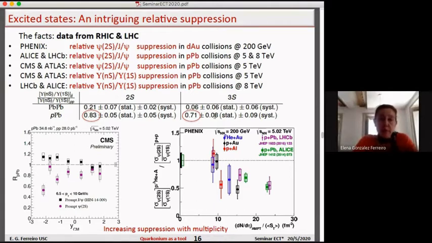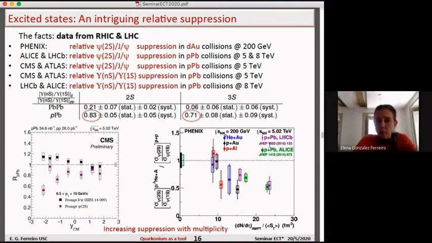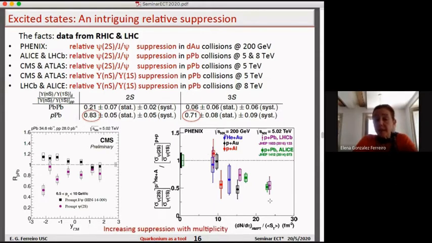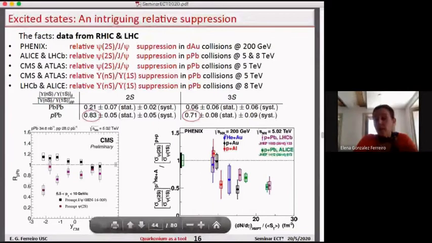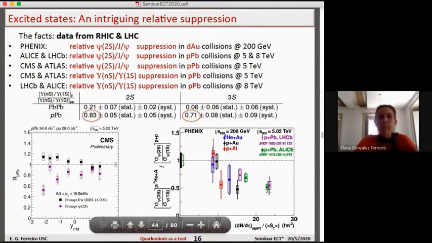So these are the results. Here, for example, you have all the results put together by PHENIX, but also putting in the same slide results from LHCb versus the number of particles, so versus the multiplicities. You can see that the data shows that when you do proton-nucleus collisions, you will obtain a suppression of the excited state. So this ratio is going to be lower than 1.